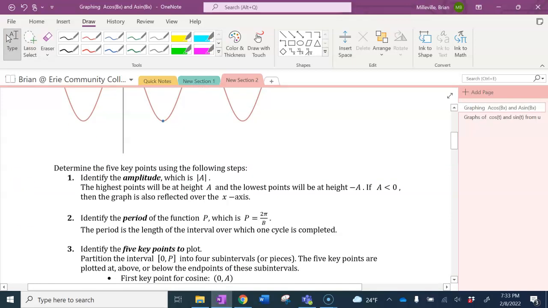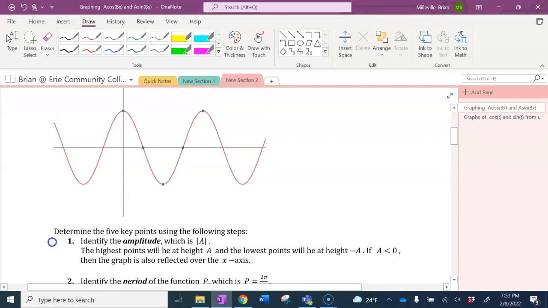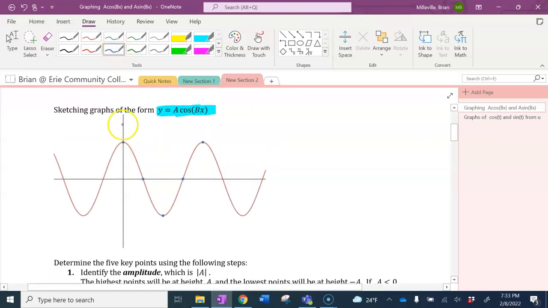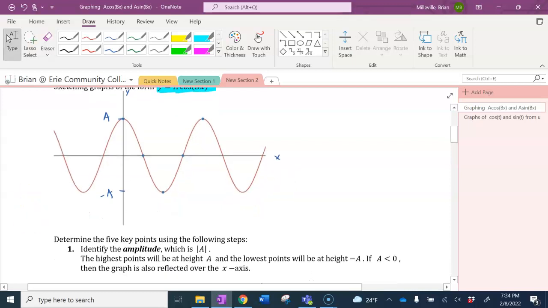Alright, so here are the steps we want to run through to graph it. We want to know what the amplitude is. Identify the amplitude. It's going to be the absolute value of that number. If that number in front is negative, that's also going to reflect the graph over the x-axis. The highest points are going to be at height A. The lowest points will be at height negative A. If A is negative, those are going to be reversed. So let's assume for now the number A is positive. The highest points are at height A, and the lowest points will be at height negative A on the y-axis. So the first thing is to identify the amplitude.